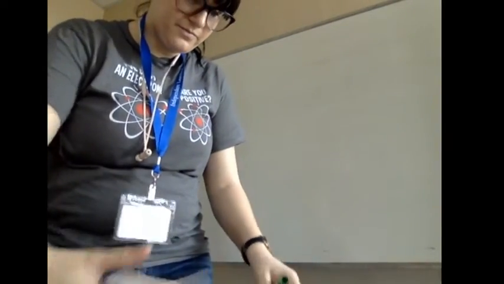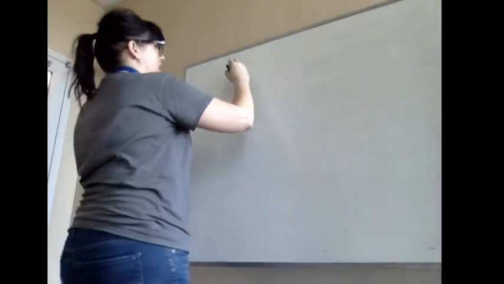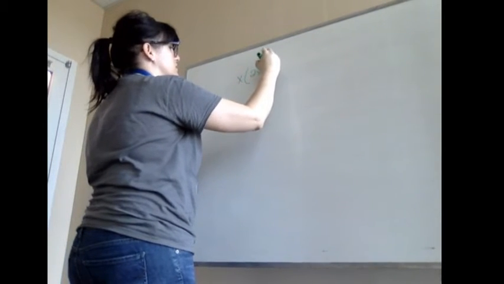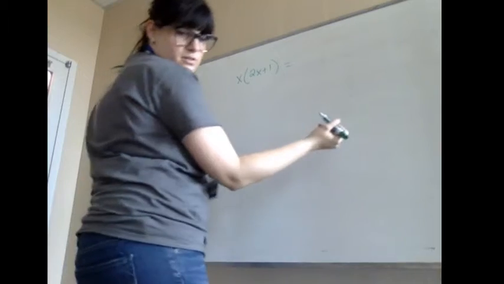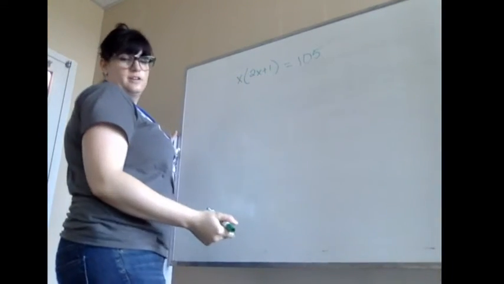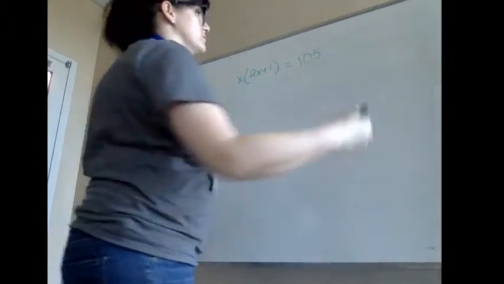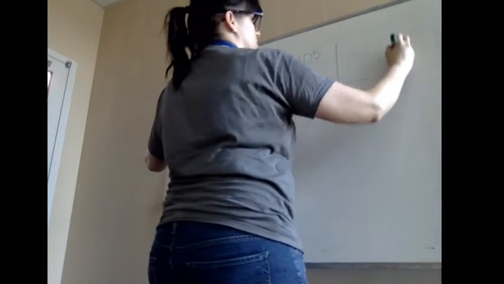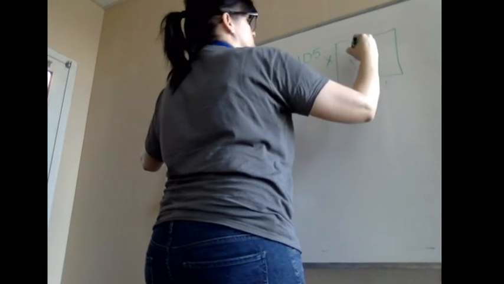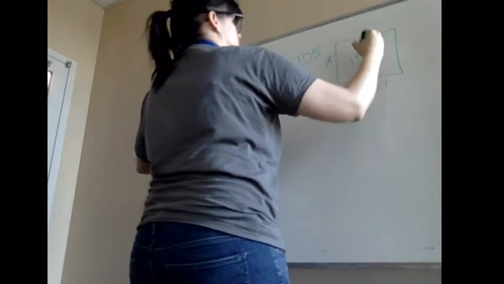So which was the next word problem you wanted me to do? 93. Yep. Find the value of x. X times 2x plus 1 equals 105. I did this one multiple times. Because we're multiplying the dimensions of the rectangle together. X, 2x plus 1, and we know that it equals 105 because it tells us.